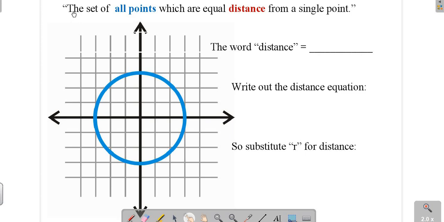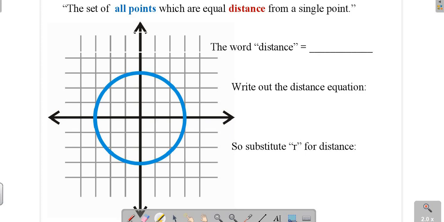I'd like you to put your finger right here, and you're going to read out loud the definition of a circle. Put your finger right at the "the." I expect you to read out loud. Ready? Read. The set of all points which are equal distance from a single point. I'd like you to read that again. A circle is the set of all points which are equal distance from a single point.